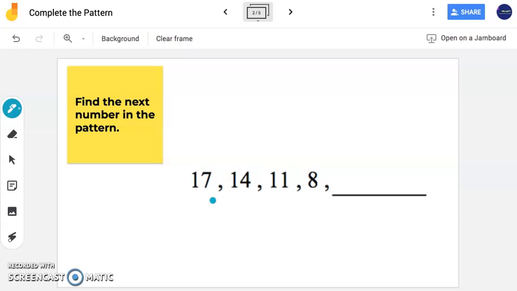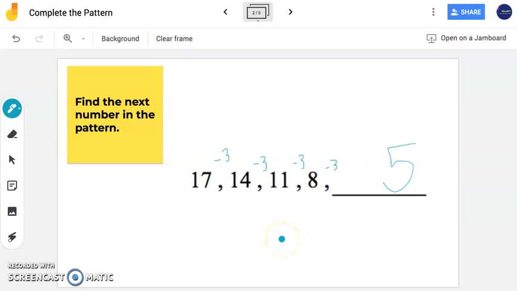So let's try subtraction. 17 minus 3 happens to be 14. So that could be a potential rule here. Now let's see if that minus 3 works for my next set of numbers. 14 minus 3 happens to be 11, and 11 minus 3 happens to be 8. So now that we've identified a rule of subtract 3, we can do that same rule to help us find the next number in our pattern. So 8 minus 3 is 5, which is telling us that 5 is that next number in our pattern, and 5 would be the answer to this question.